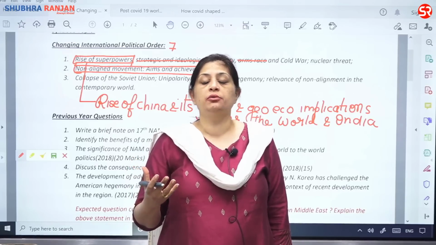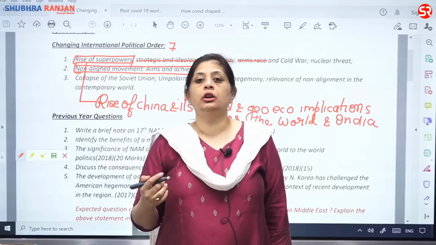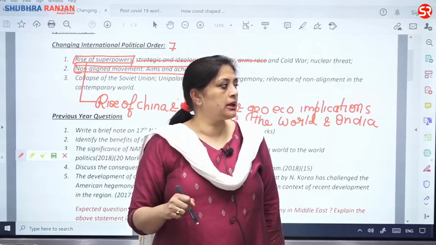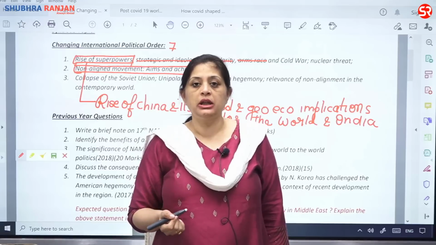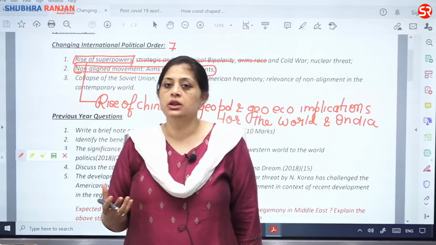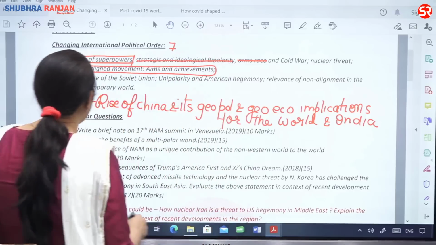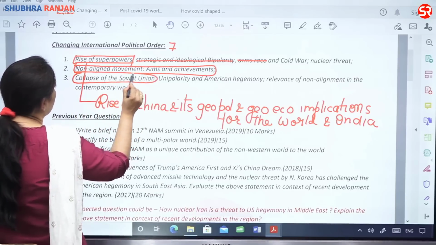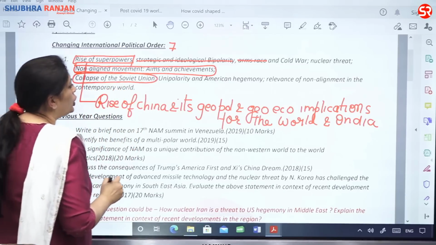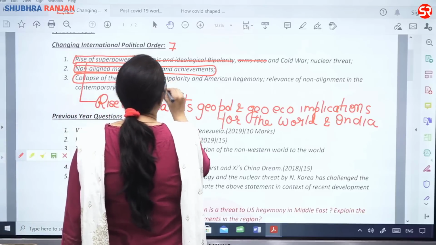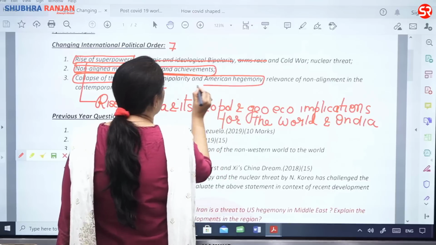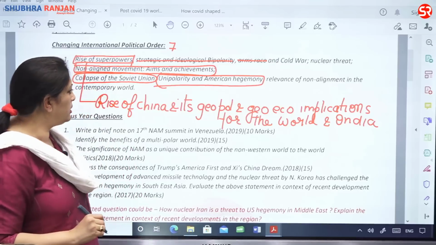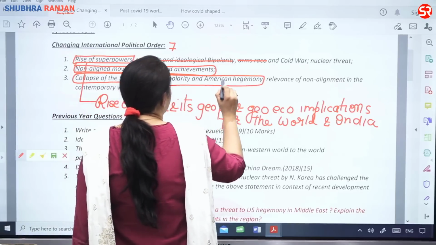There is always a possibility of a question on the future of India's strategic autonomy or non-alignment as a policy. Now, the collapse of USSR can be a traditional question; you can just refer to the notes. Unipolarity and American hegemony is again a very probable area.